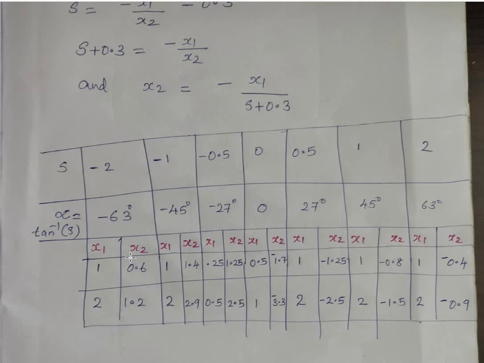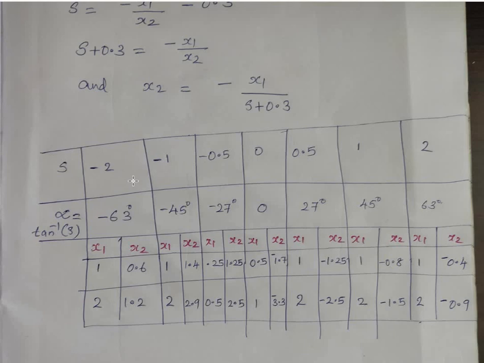Now, in the below table, for each value of slope, we have to find 2 points. That means we have to give values for x1 and find the values for x2. So I am giving different values for x1.